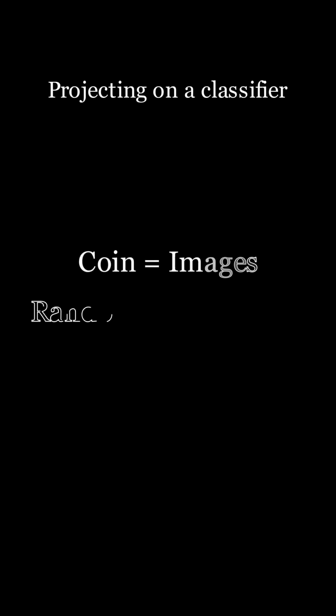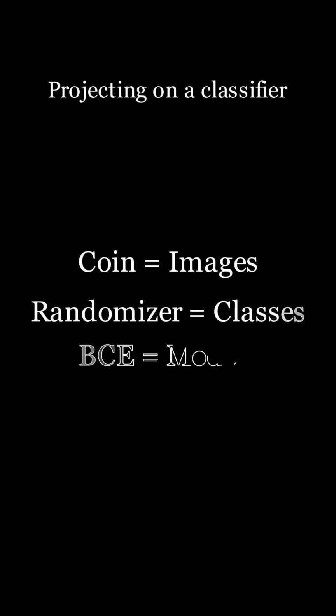If you still struggle to find intuition behind what we just did, you can simply think of your input images as our physical coin, your randomizer as the predicted classes, and the binary cross entropy function as your model. Except your model is only able to approximate the output instead of giving you exact results. So in other words, a binary classifier is simply an encoder, encoding an input vector into a binary class.